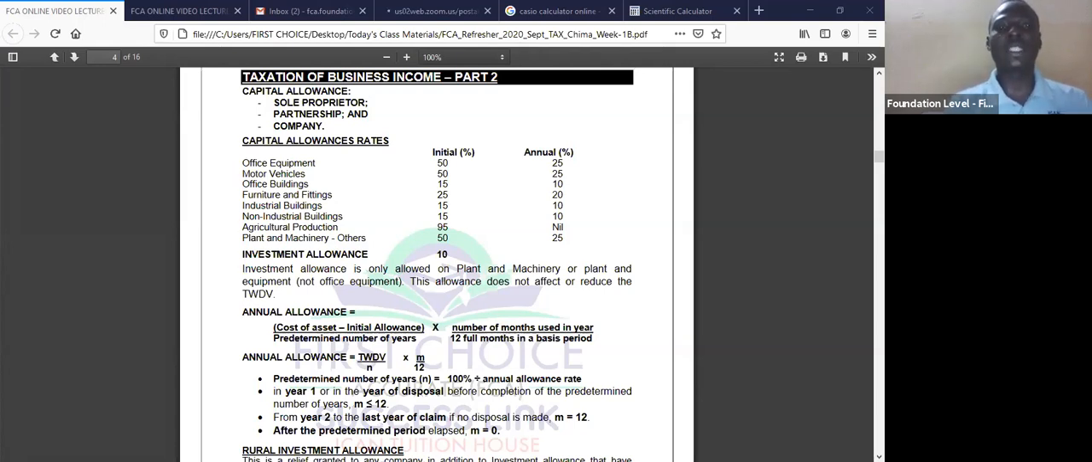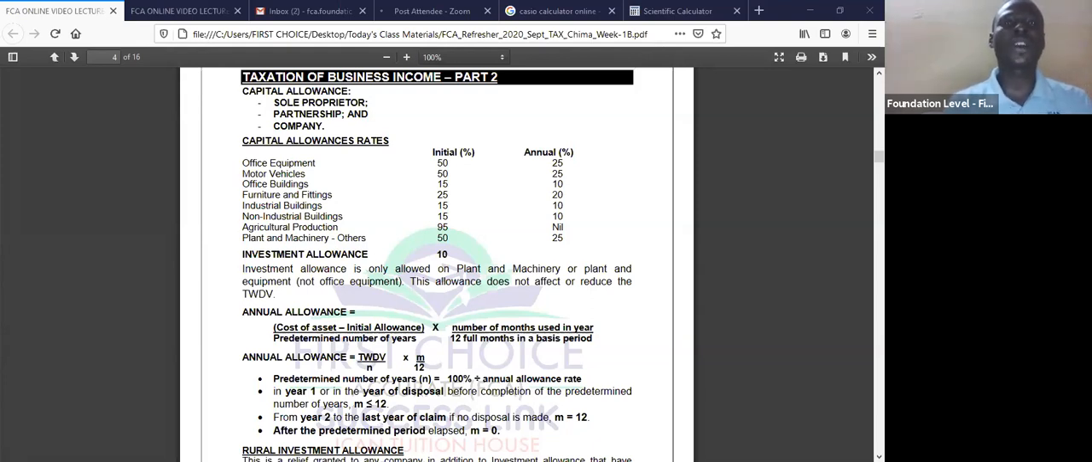Now, after getting your assessable profit, which we did last time, what we'll do is convert it to what they call taxable profits. For you to convert it to taxable profits, the element of capital allowance must be there. And so assessable profits less capital allowance will give you your taxable profits. So capital allowance is very, very important.